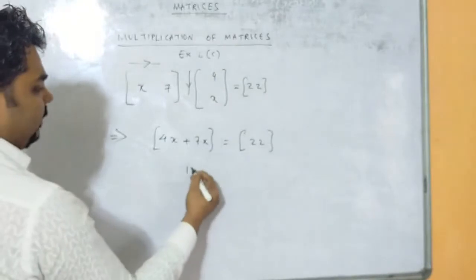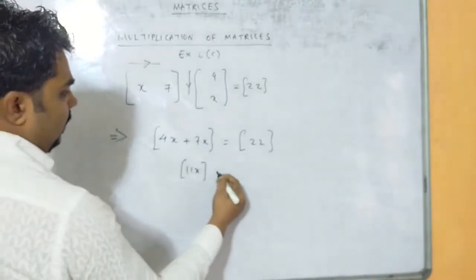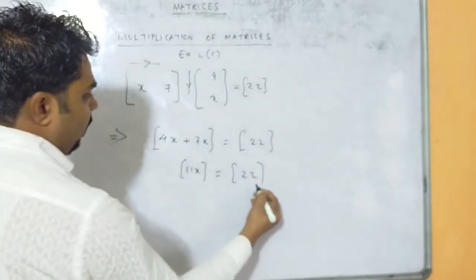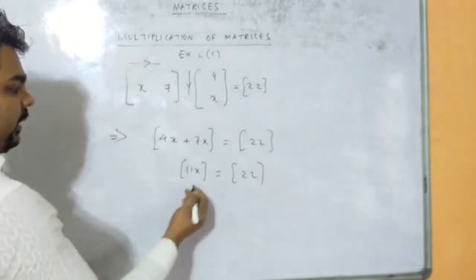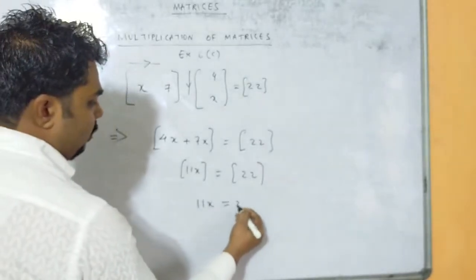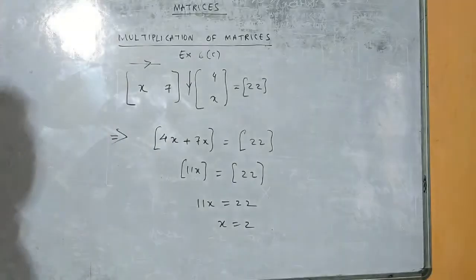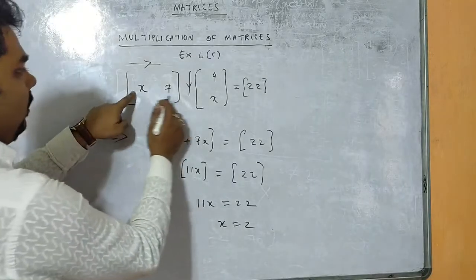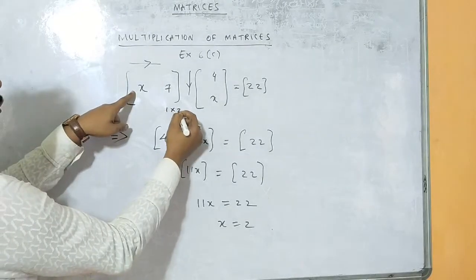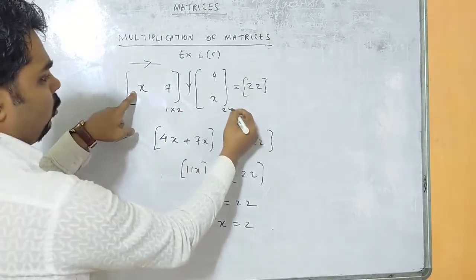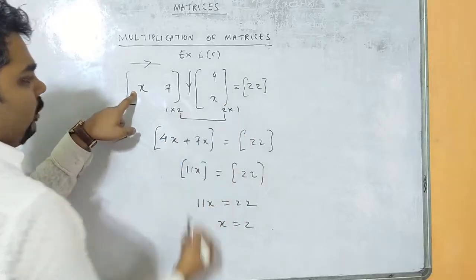So 4x plus 7x, that is 11x equals 22. Now as the orders are the same, by equality of matrices, 11x equals 22, so the x value is 2. So what was the order? The order here is 1 cross 2, right? And what is the order here? 2 cross 1. So you see the 2 and 2 are matching.